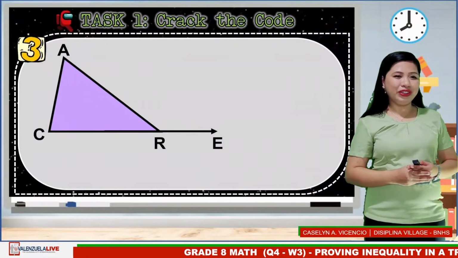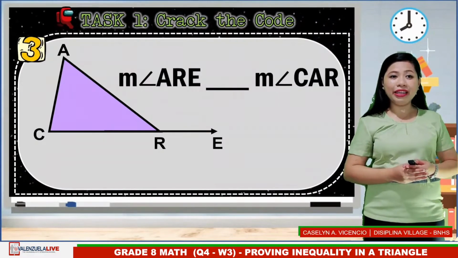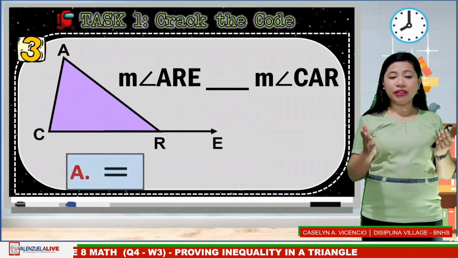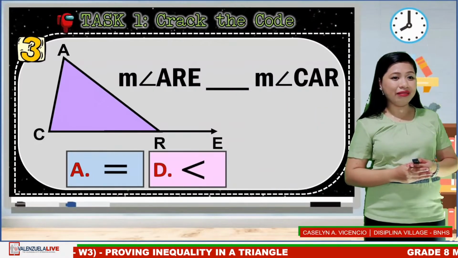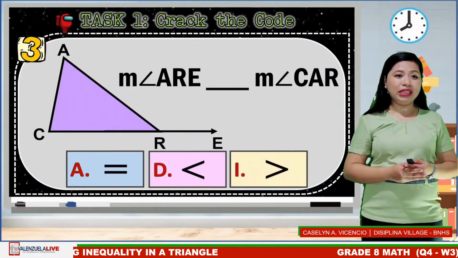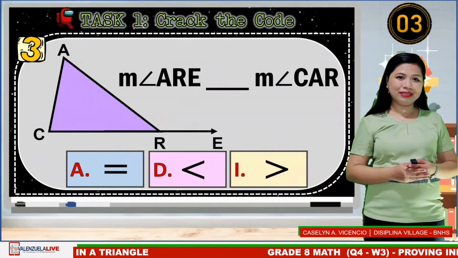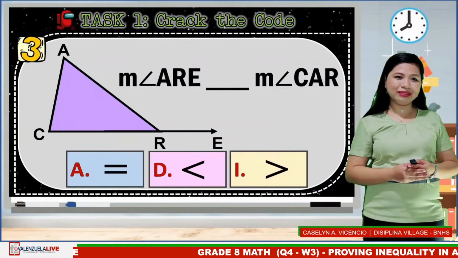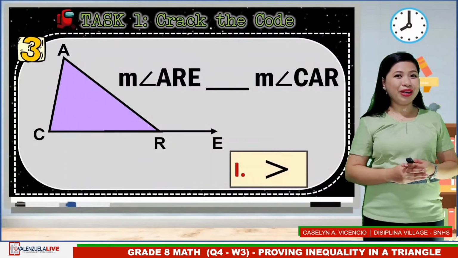Here is the third figure. How will you describe the measure of angle ARE and angle CAR? Is it letter A, equal, letter D, less than, or letter I, greater than? Key in your answer, go! If you type I, you are amazing.